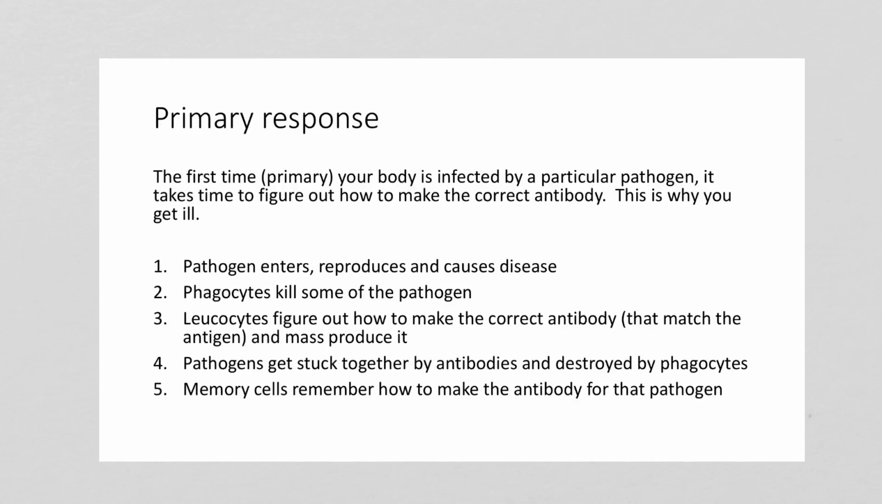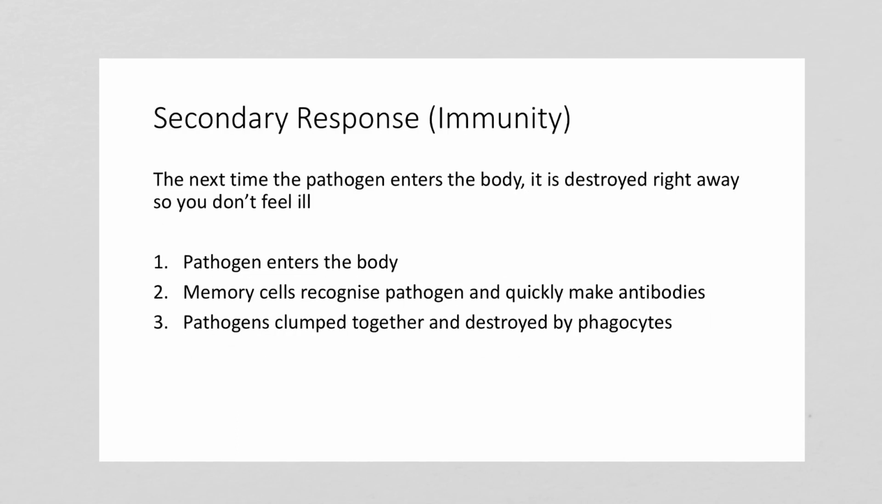You start making tons of those antibodies. They stick all the pathogens together. They stop the viruses from getting into the cells. Your white blood cells, your phagocytes come along and engulf and destroy all of them. And then, super important bit, the memory cells remember how to make the antibody for that pathogen. That then makes you immune. The next time the pathogen enters the body, that's called the secondary response. And what happens there is you can skip a whole bunch of the steps because the memory cells figure out or remember how to make the antibody really quickly, start mass producing the antibody, all the pathogens get clumped together, the phagocytes come along and destroy it, job done.